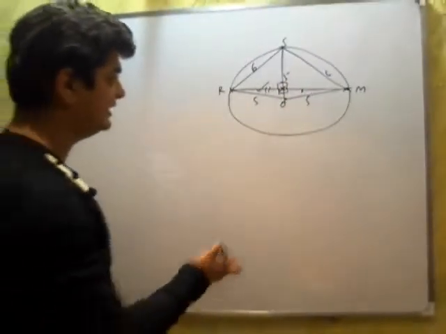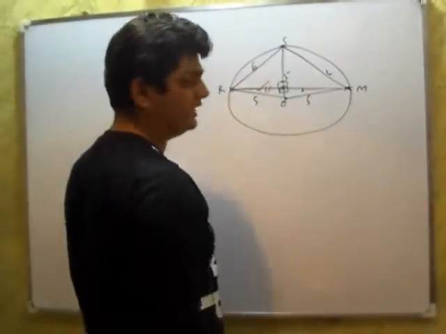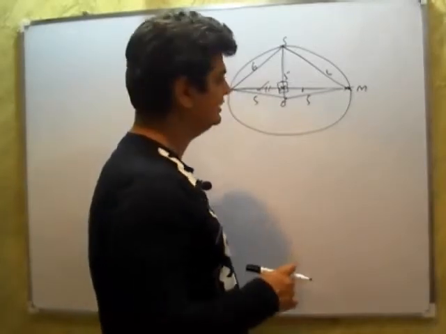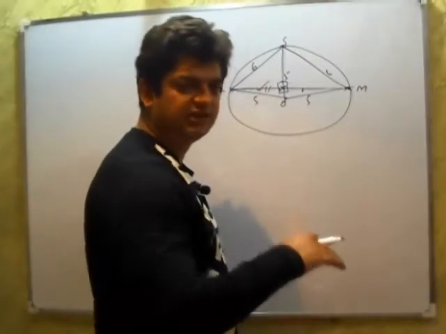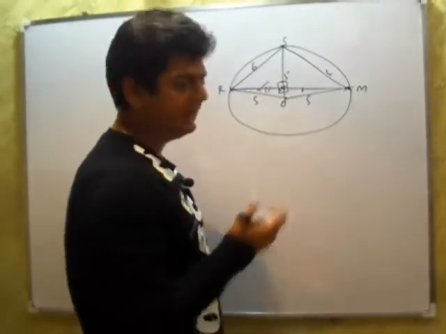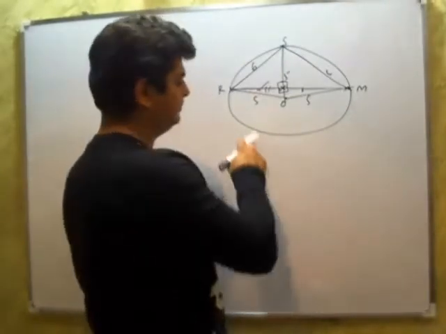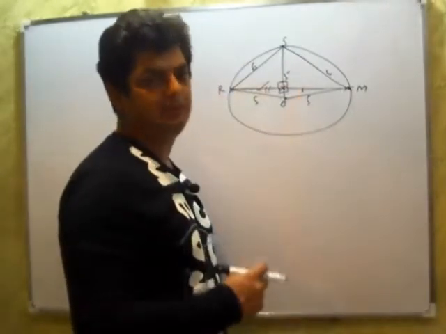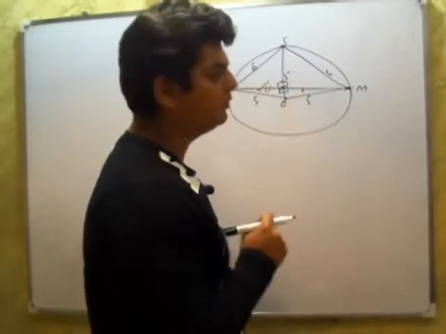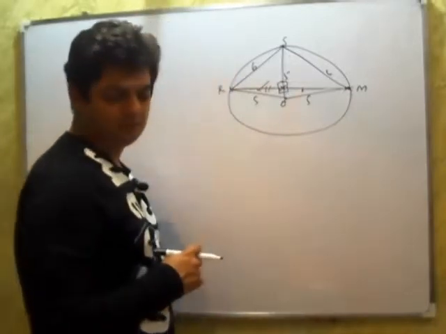But how can we say that OS is perpendicular to RM? Because OS is a unique line, because O is fixed, S is fixed. The line joining O and S will eventually be perpendicular on RM. We cannot comment on this just like that. We need to prove it in the process. We need to do the question.